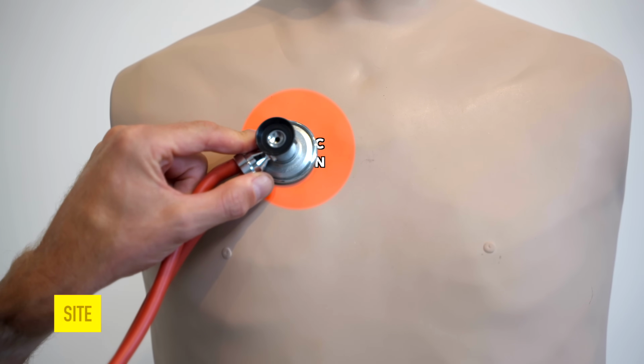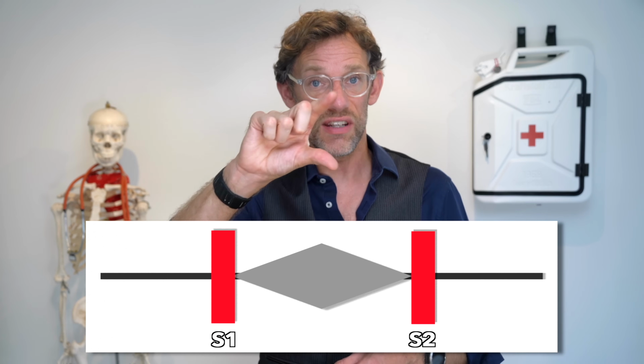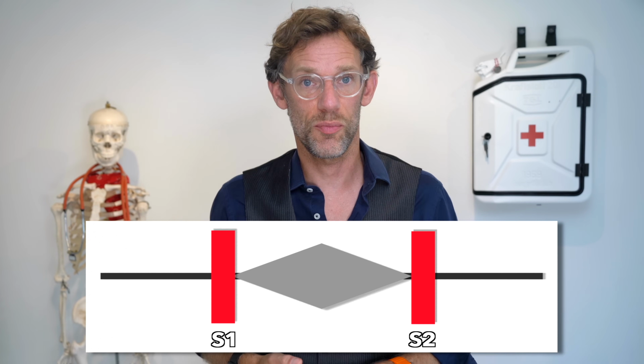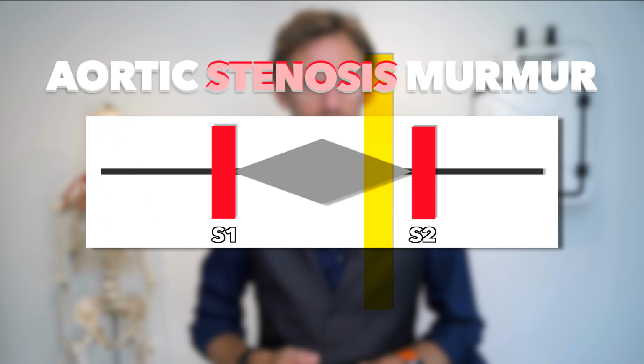So for example, in aortic stenosis, the site will be loudest in the aortic region, so the right second intercostal space. The character will be a harsh sounding ejection systolic murmur, which when we graph it, it has a crescendo decrescendo or diamond shaped pattern. The intensity is certainly going to be important to comment on, but not specifically characteristic of an aortic stenosis.